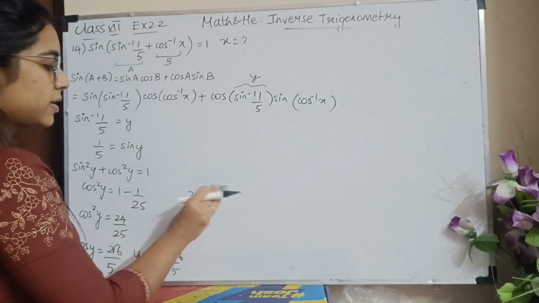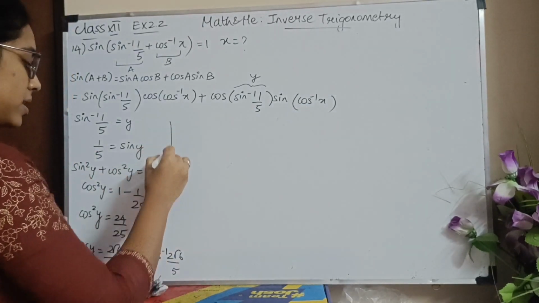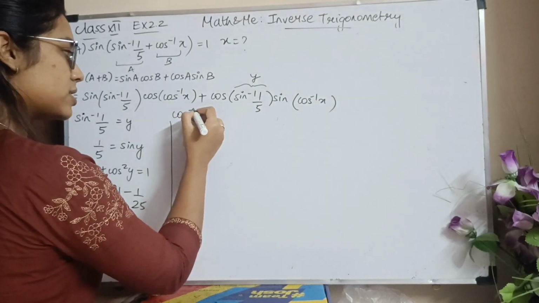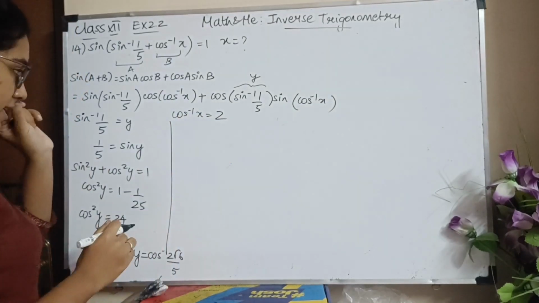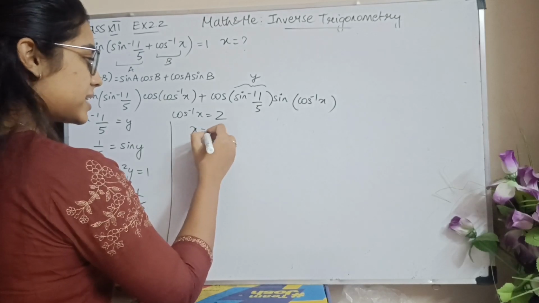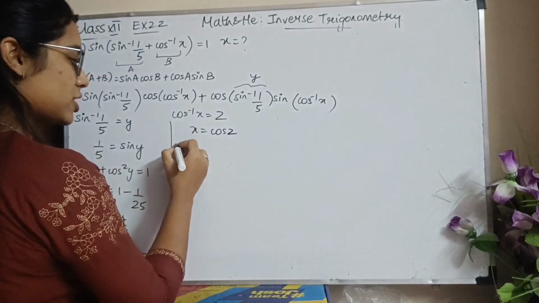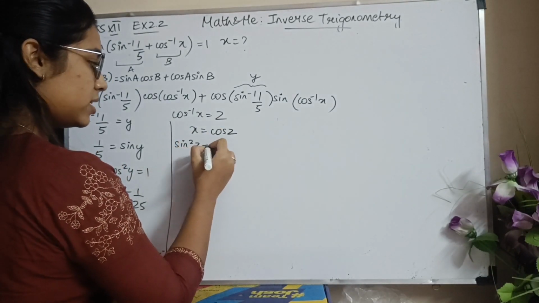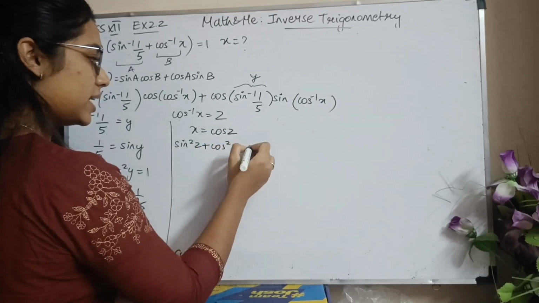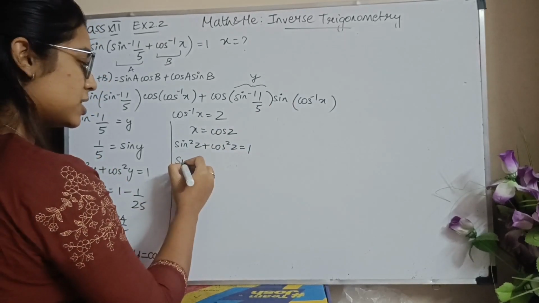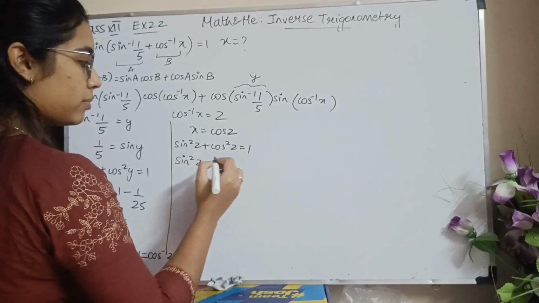Similarly, I need to convert this cos into sin. So I have cos inverse of x to be some z. So what do I have? x equals cos z. What is the relation again? Sin square z plus cos square z equals 1. I need to change this to sin. So what is my sin square z? 1 minus cos square z.